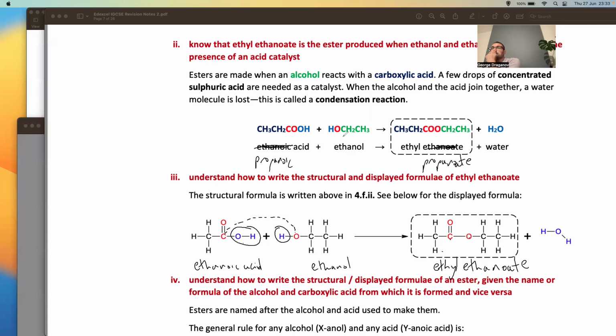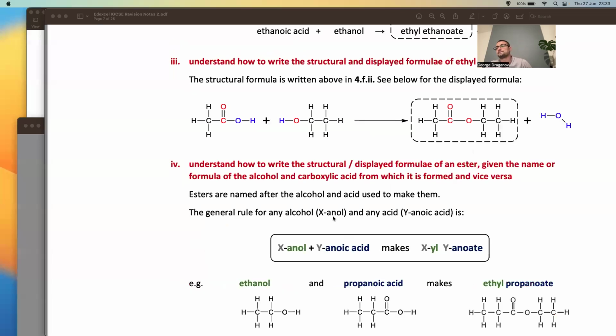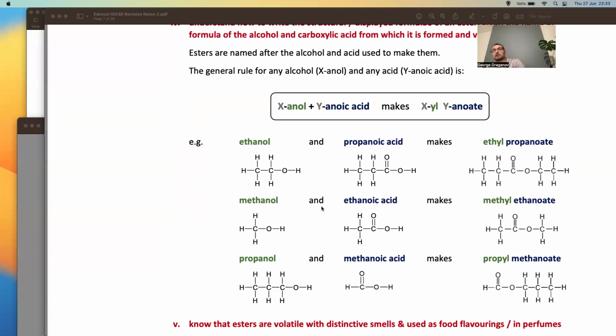Now, notice how the OH and the H combine to make water. Then this O joined to this O. So it all came in one line. Nice and easy. What we need to practice is how to actually form esters and how to go backwards. You'll need to understand vice versa. So this will explain it a little bit better for you.